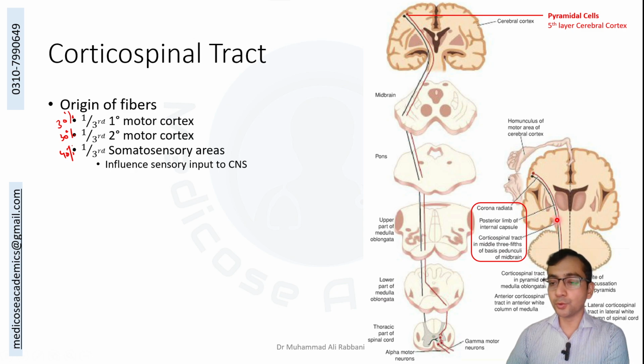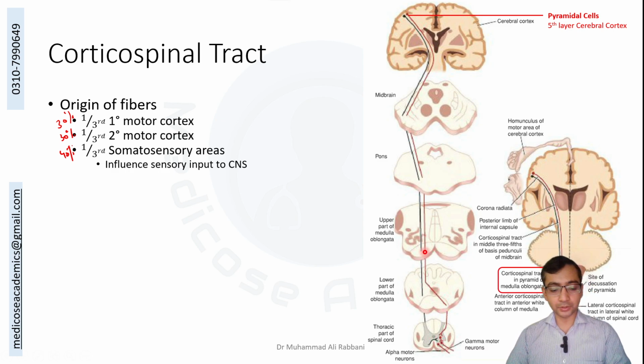Then it will move through the midbrain. This is the basis pedunculi of the midbrain, the peduncles of the midbrain, the crus cerebri. It will move through the middle two-thirds of it, labeled right here. Then it will move through the base of the pons, where the fibers are separated by transverse-going fibers, but I don't want to go into the detail of that right now.